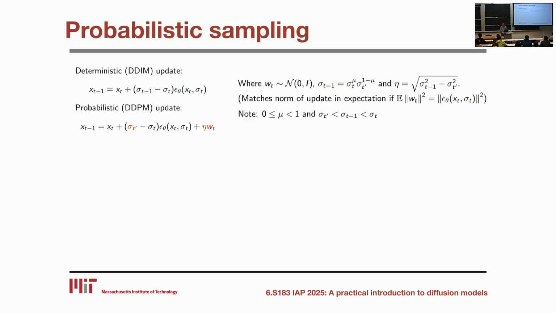And so with this probabilistic update, there's basically one parameter you can choose, which is mu here, which determines how much noise you're adding. You can add a lot of noise or just a tiny bit of noise. So this provides a way to interpolate between the deterministic and probabilistic updates.